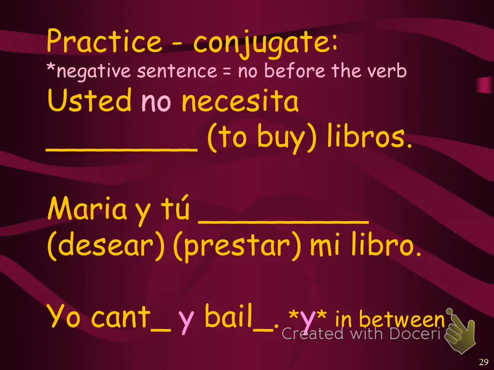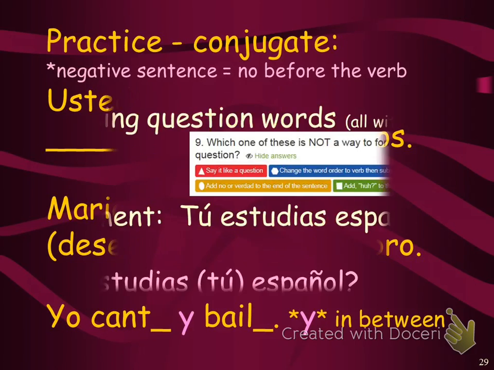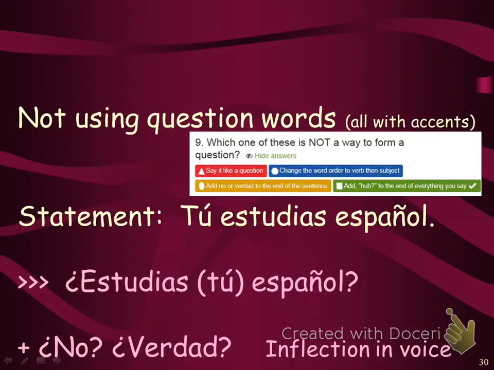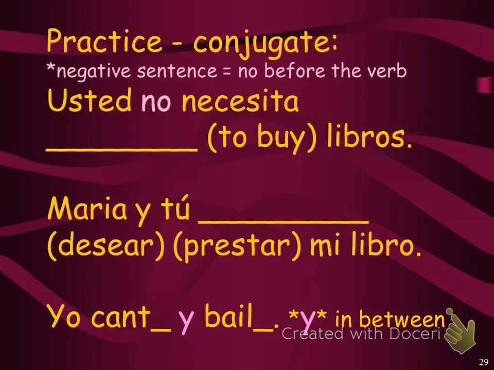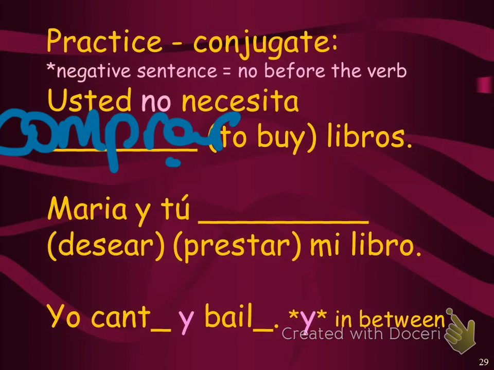So the first verb is conjugated, but what if you have a second verb there after a verb that's already conjugated? You just write the verb. So what's to buy? Comprar, with an AR attached to it because we want to buy. Now for the next example there, Maria y tú, we've got two verbs.